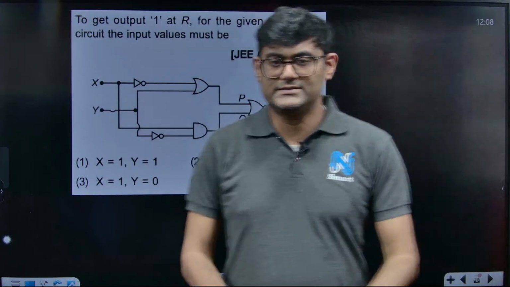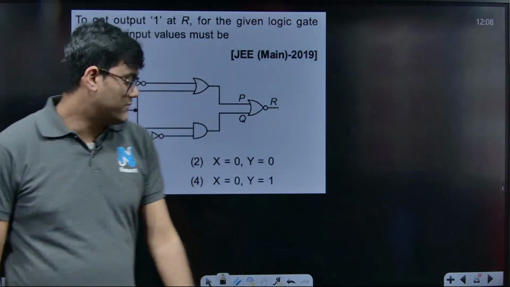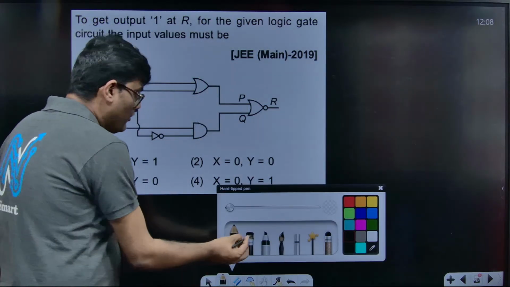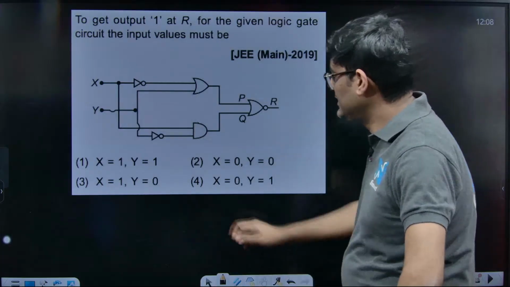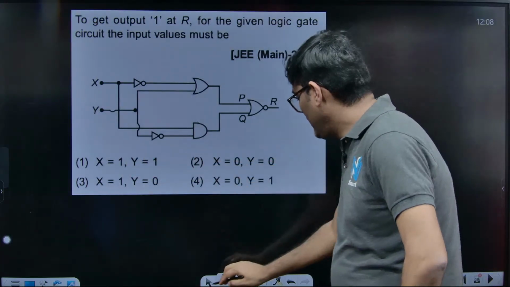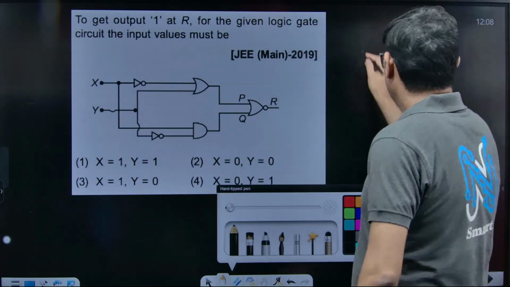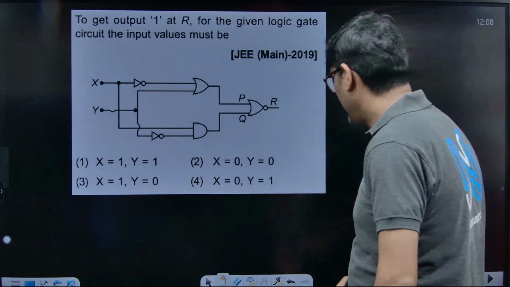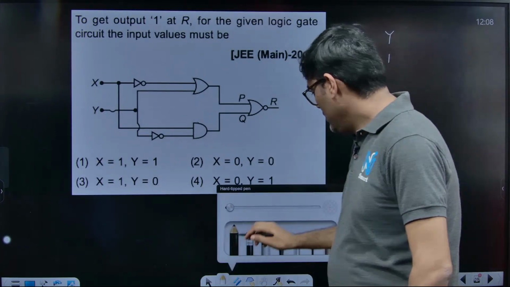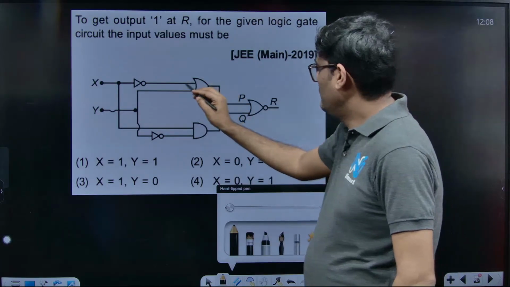Okay students, let us try to understand the solution of this question. Again I will go and check option by option. First, suppose x and y both are 1, then what will happen with this value?